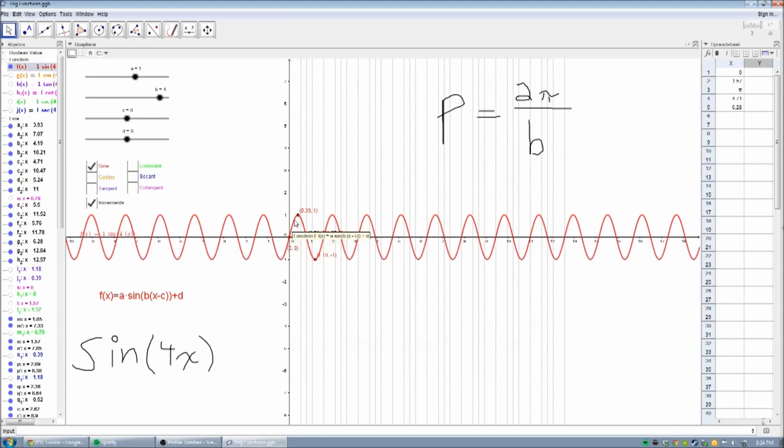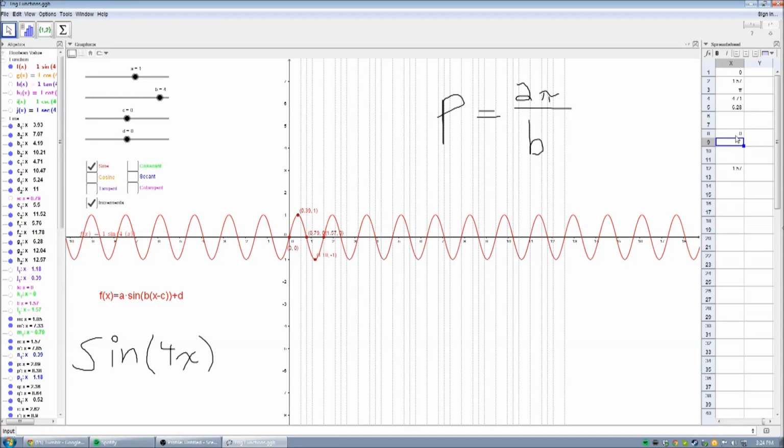We can see from this that the period of this function is just pi over 2. So if I'm saying that my b value is 4, 2 pi divided by 4 is pi over 2. And that's my new period. Now, how we can figure that out is we can say that since there's no shifts, our first point is going to be 0. And since we know the period to be pi over 2, we know our last point right here is going to be pi over 2.